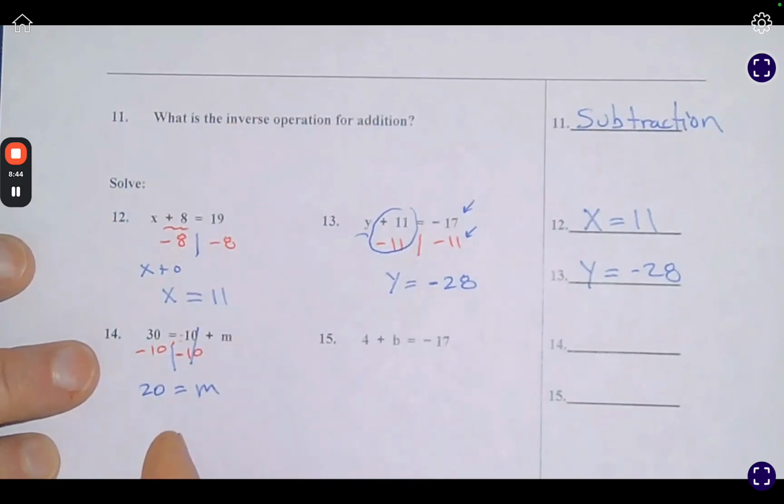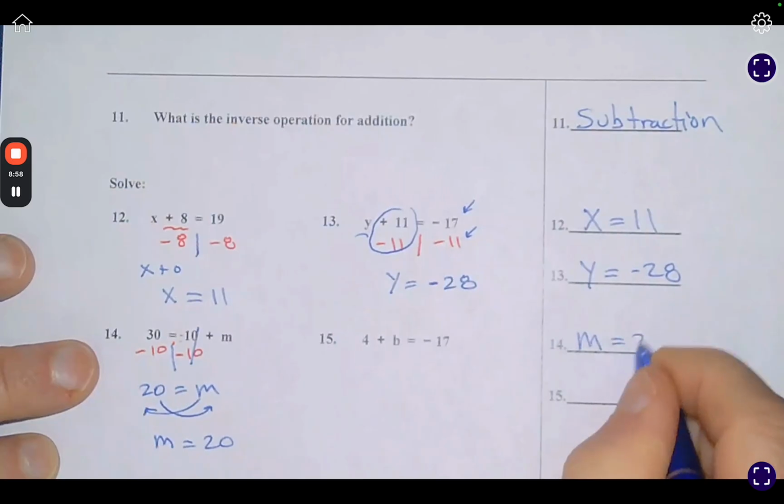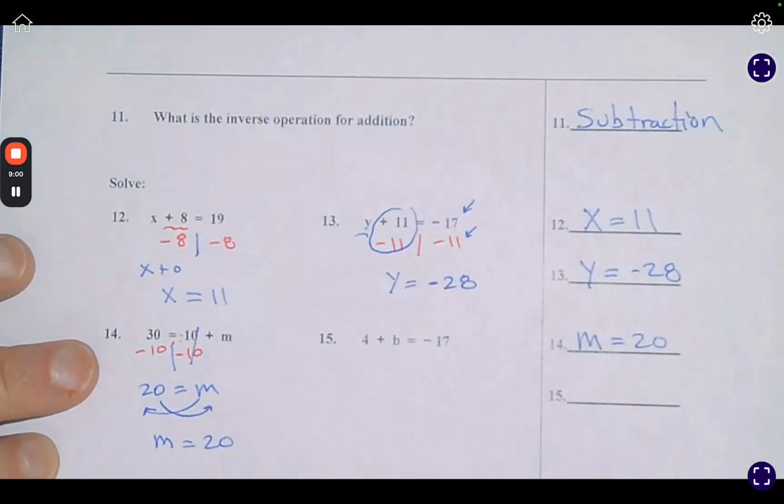Now you never want to give me an answer like that. The variable always goes on the left. So I can switch it. This term can go over there. That term can go over there. And it doesn't change the outcome at all. Woo, that's good. All right, here we go again.